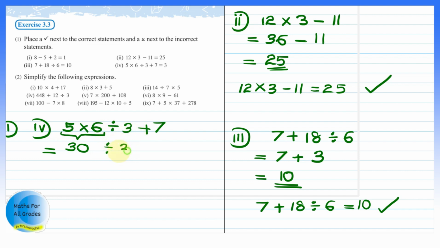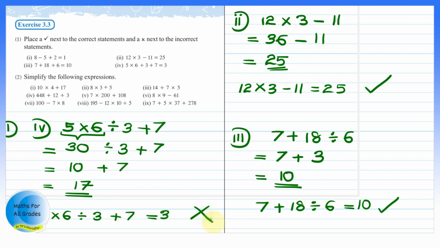Divide 3 plus 7. Here you got division and addition. You go for the division first. 30 divided by 3 equals 10 plus 7. 10 plus 7 equals 17. 17 is the final answer. But here they are saying 3 is the final answer. Therefore, this statement is incorrect. Let's write down the statement. 5 times 6 divide 3 plus 7 equals 3. So this statement is wrong.